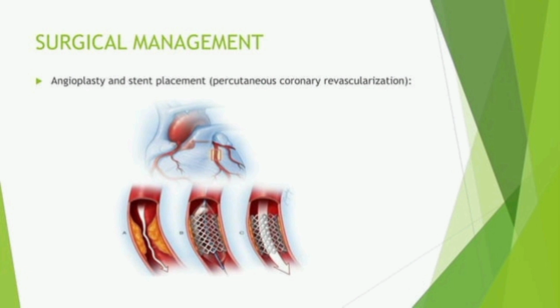Next, surgical management: angioplasty and stent placement, percutaneous coronary revascularization. Meaning of angioplasty: using a balloon to stretch open a narrowed or blocked artery. However, most modern angioplasty procedures also involve inserting a short wire mesh tube called a stent into the artery. During the procedure, the stent is left in place permanently to allow blood to flow more freely.